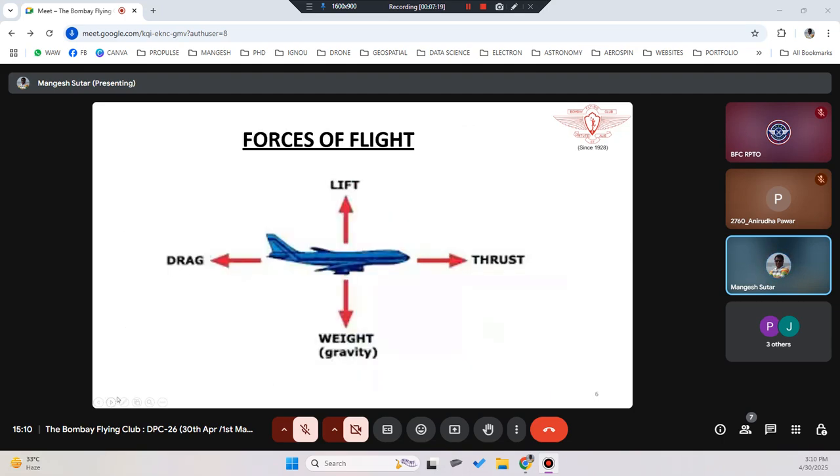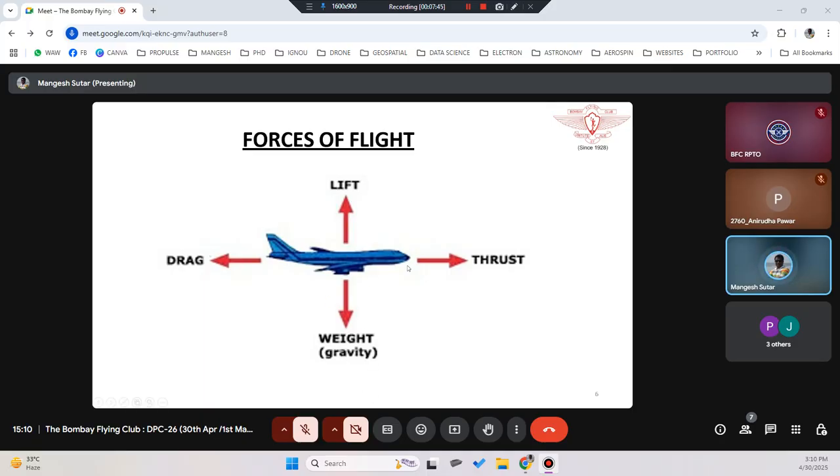Now when an aeroplane is in flight, there are four forces affecting it. One is definitely the weight of the body. That is what we call gravity. Because of the gravity, the Earth will always try to pull the object to the center of the Earth. That is the weight.